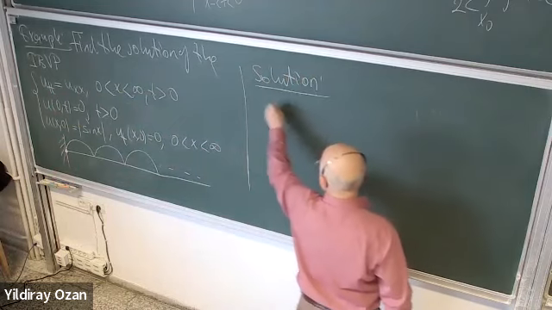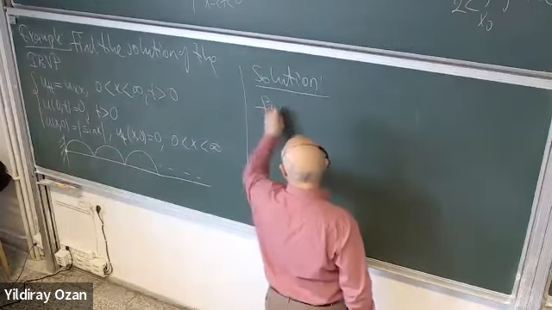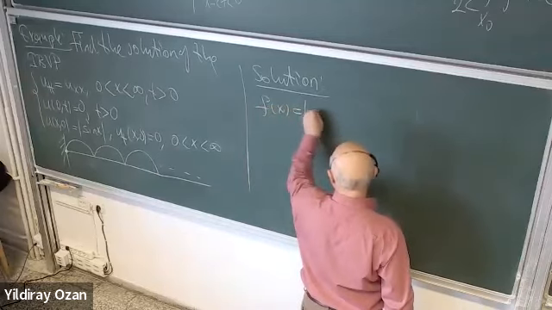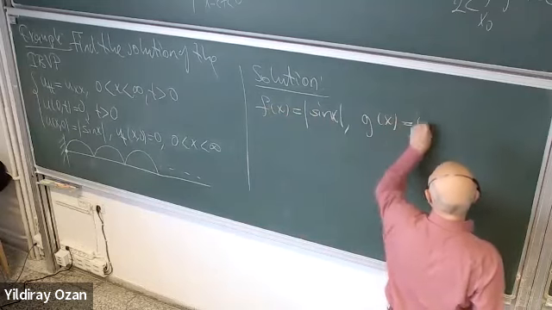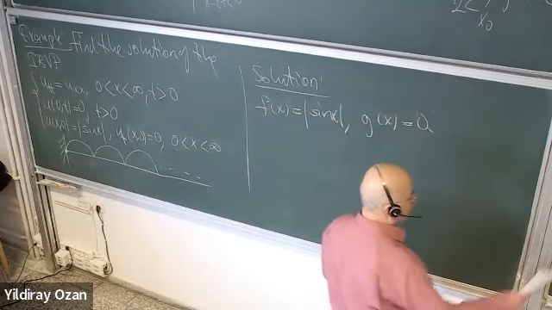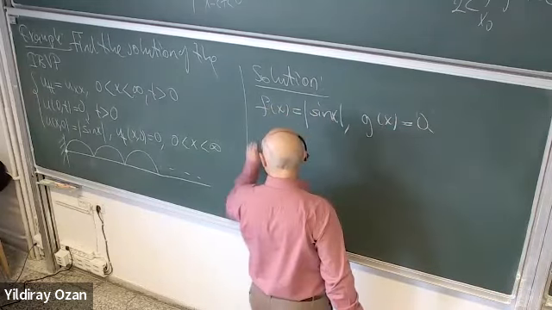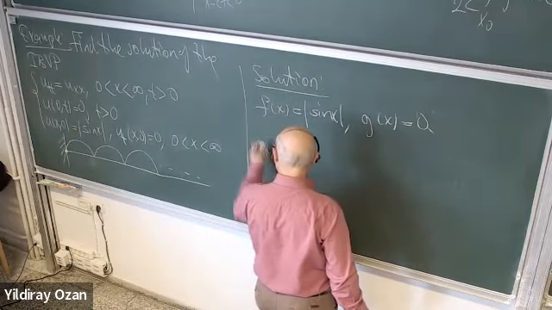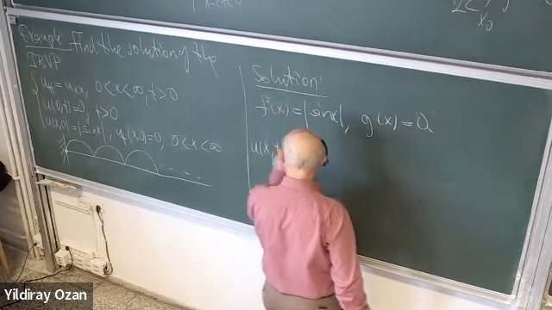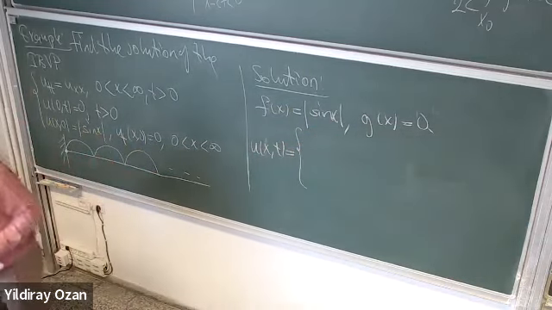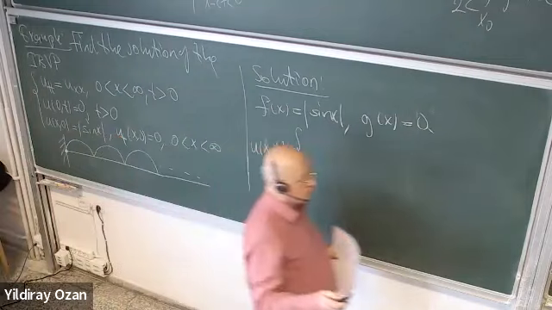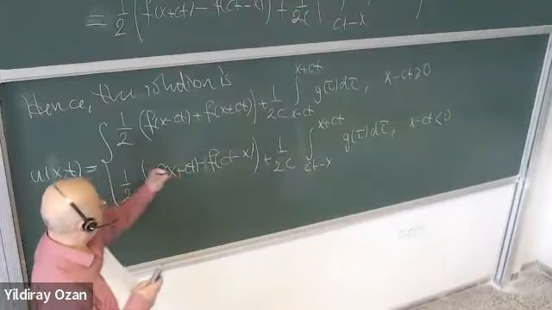Okay. Now f of x is just the absolute value of sine x, and g of x is just 0. So we just write down the solution u(x,t). There is no g term, right? So there is no g term. We will only have f.